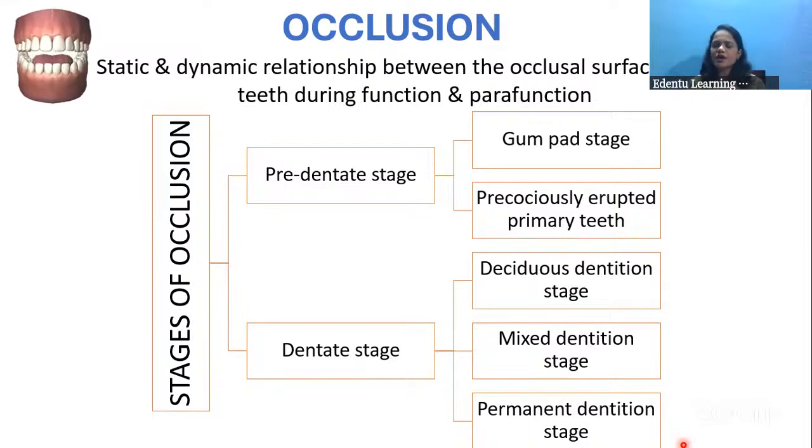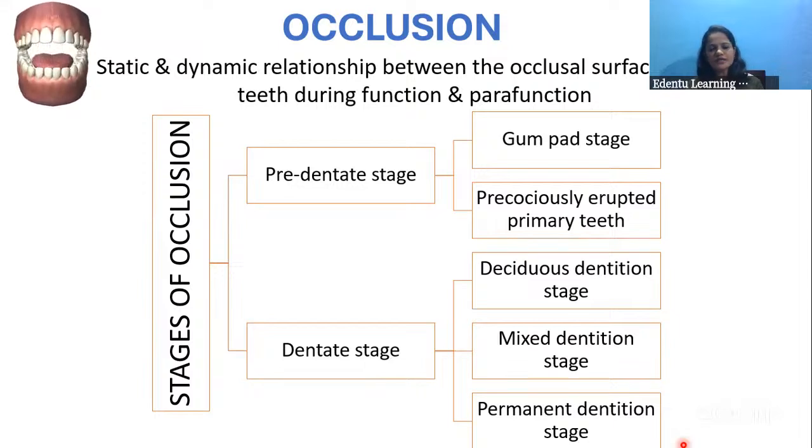Means the primary teeth have erupted before their time. Usually the eruption time for the lower deciduous central incisors is 6 to 8 months. So sometimes newborns are born with teeth, or within 1 month of birth itself, you can see small teeth in the child's jaw. That is what is called precociously erupted primary teeth. Such teeth are called natal teeth and neonatal teeth.